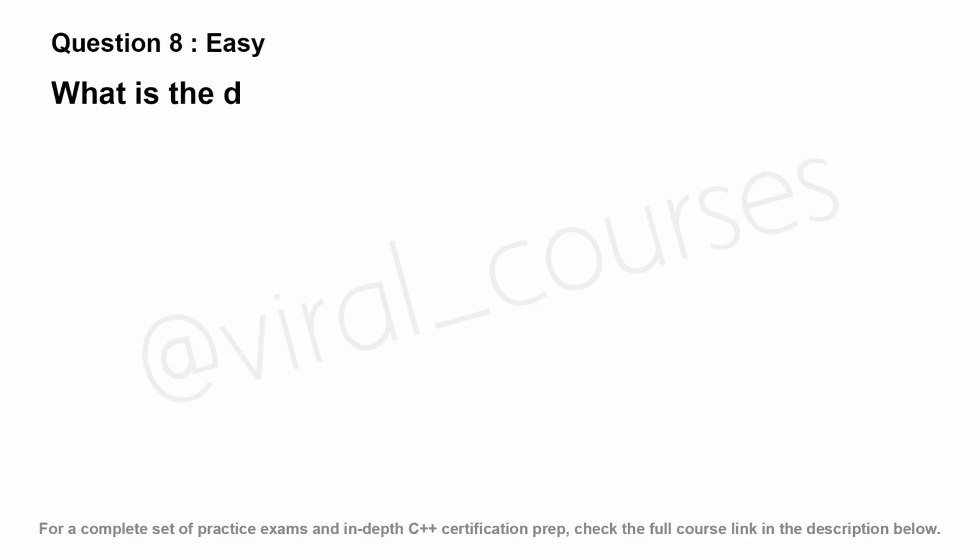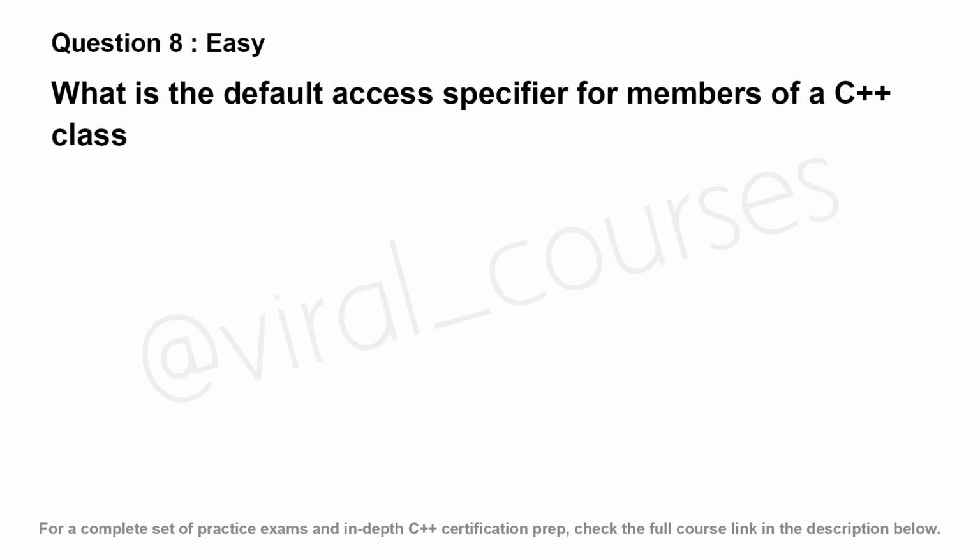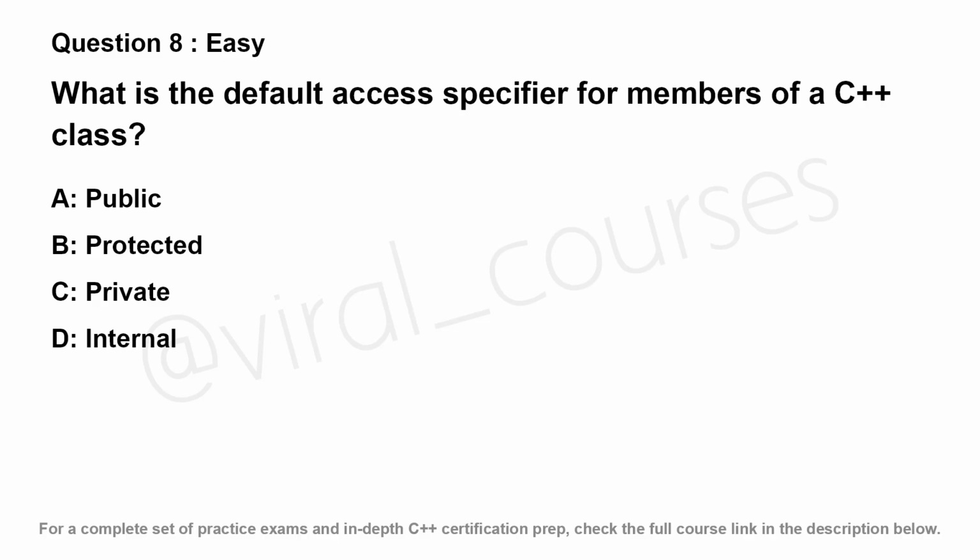What is the default access specifier for members of a C++ class? Option A, public. Option B, protected. Option C, private. Option D, internal.